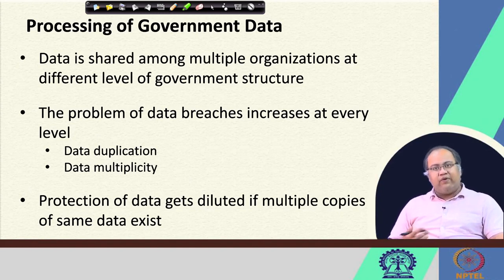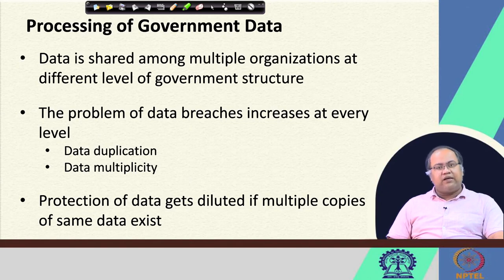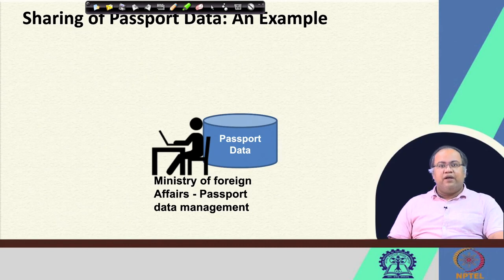Whenever such data duplication and multiplicity happens, the protection of data gets diluted, since multiple copies of the same data exist. From that particular aspect, possibly blockchain can help. So, here is one example of sharing of passport data. Passport data is again considered to be highly sensitive data.